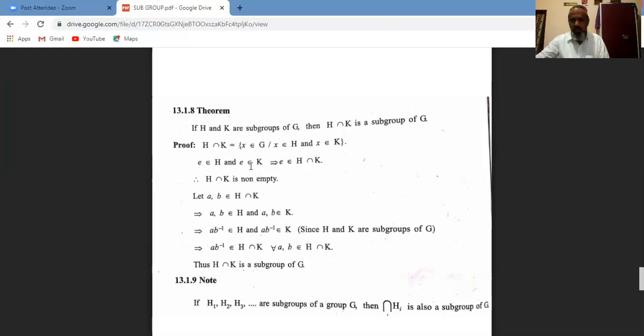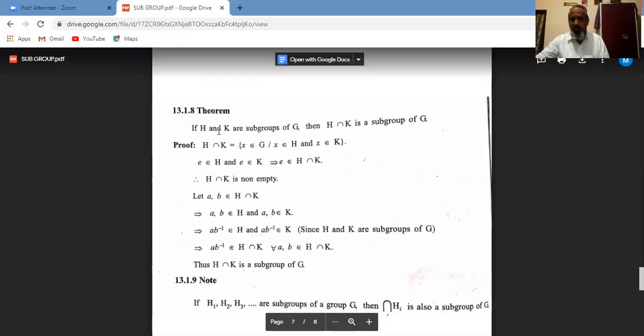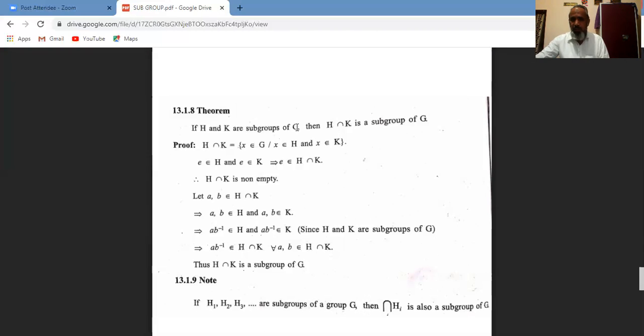So E belongs to H and E belongs to K, because E is the identity element in H and E is the identity element in K, and E is the identity element in G. Because H and K are subgroups of G, the identity element of G is the same as the identity element of H and K. So E belongs to H and E belongs to K implies E belongs to the intersection of H and K. So E belongs to H intersection K. It implies the set H intersection K contains at least one element, that is the identity element E. So H intersection K is non-empty.